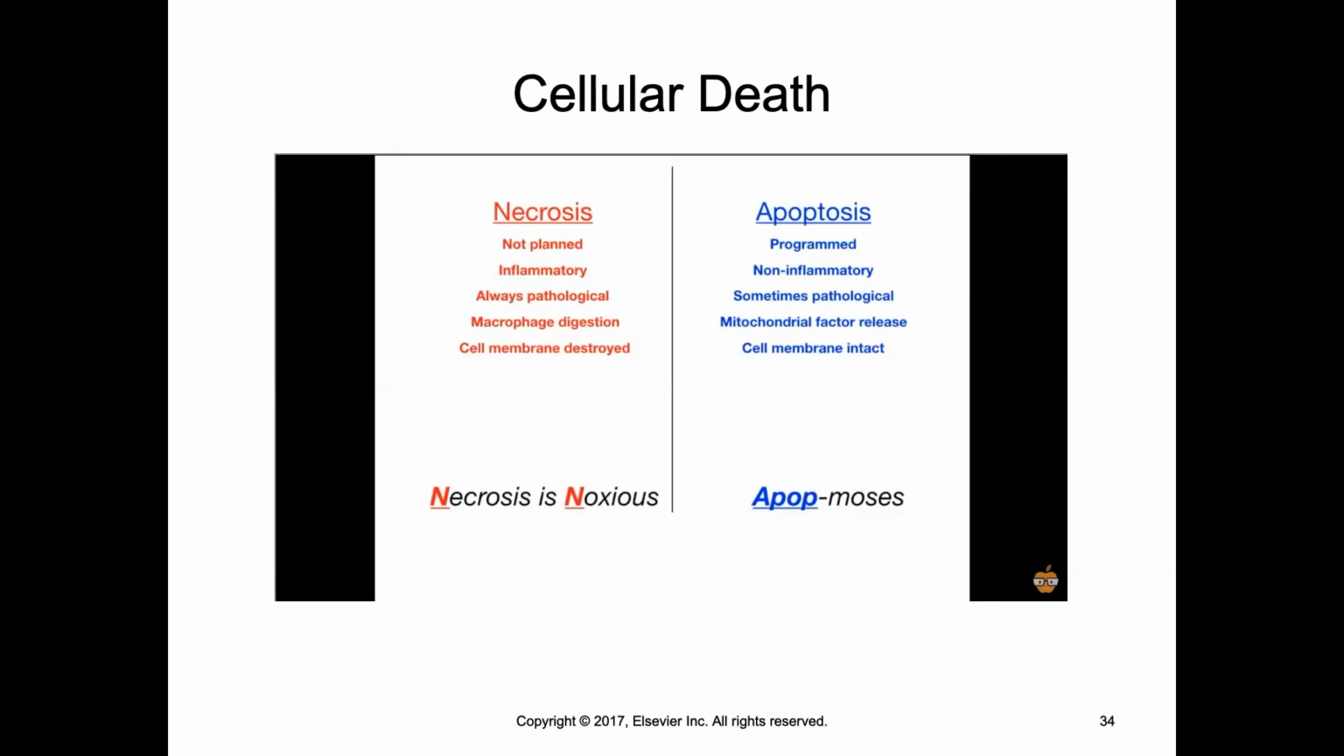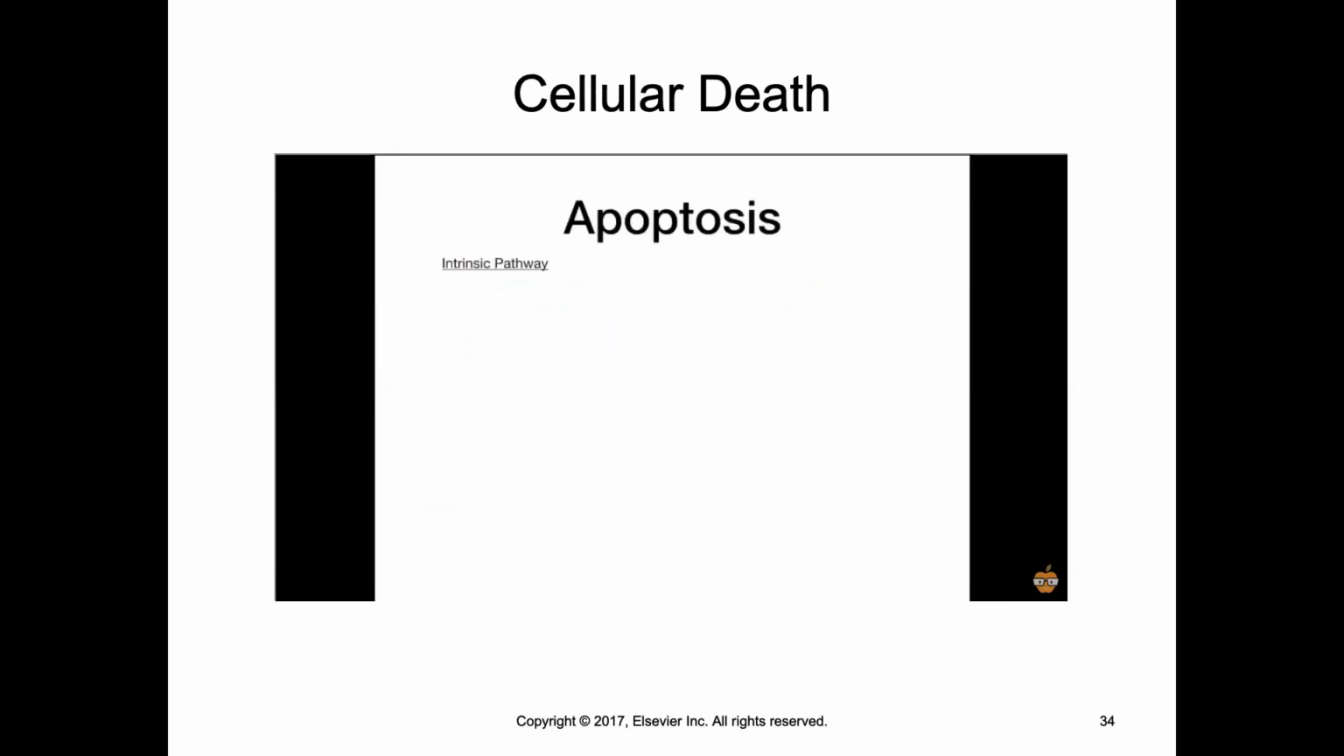Now I want to talk about apoptosis because it's a very complicated topic. It's got multiple pathways. There's a lot of physiology that you need to know here, and I'm going to simplify all of this for you. So the first thing we're going to do is talk about the intrinsic pathway. There's two pathways in apoptosis. There's the intrinsic pathway and the extrinsic pathway. So let's start with the intrinsic pathway.